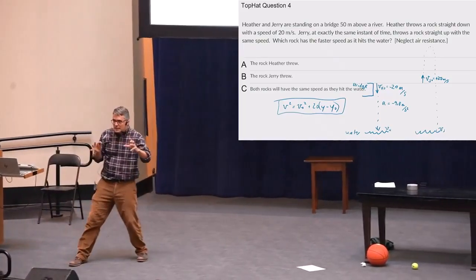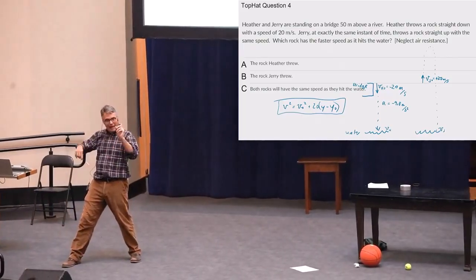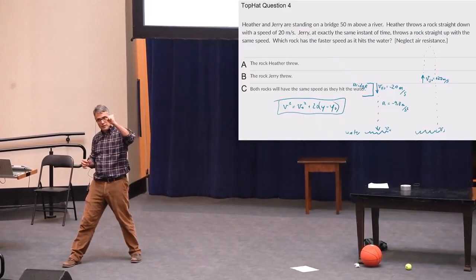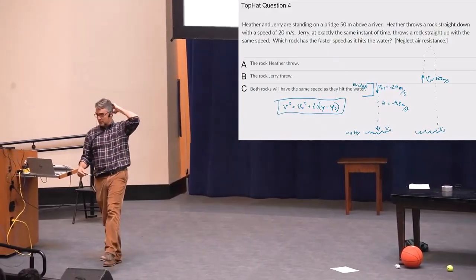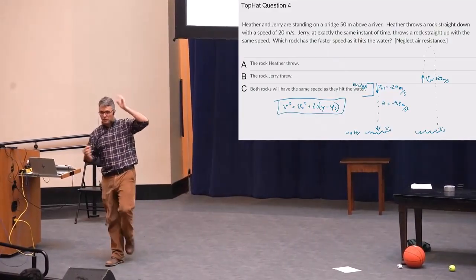So this is the nice thing about this particular equation. It doesn't matter what happens in between. If they both start at the same position with the same speed, or same velocity squared, then they're going to end up at that same final position with the same v squared as well.